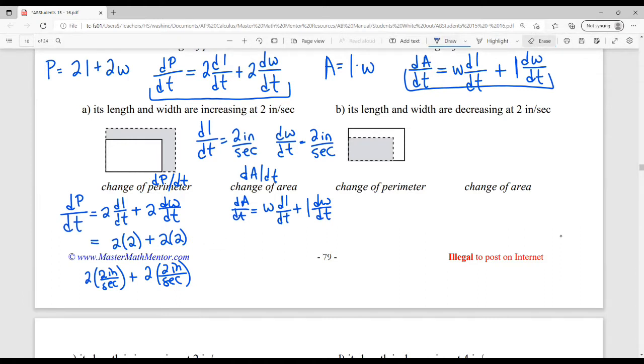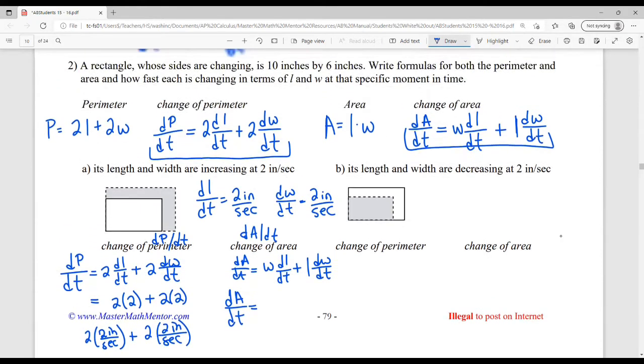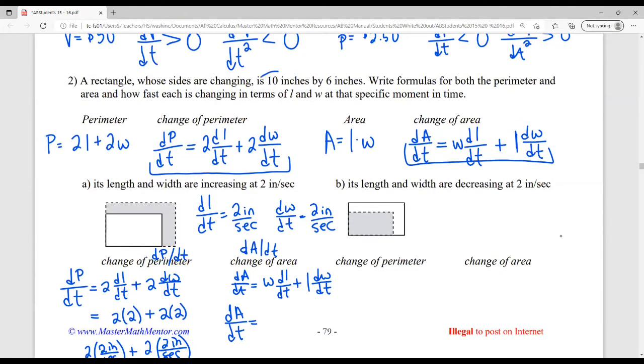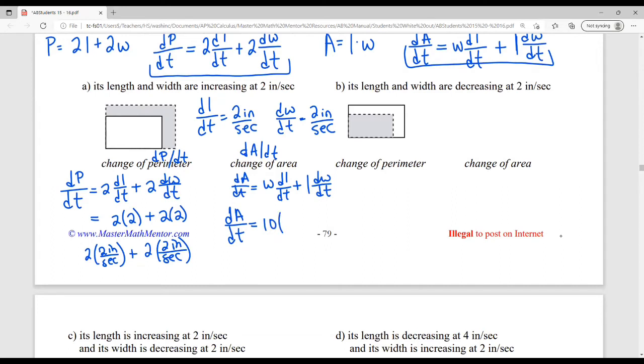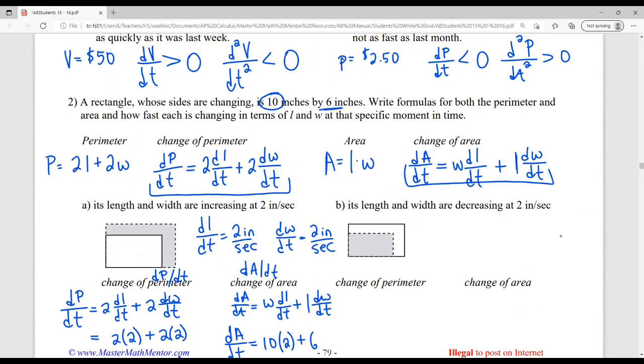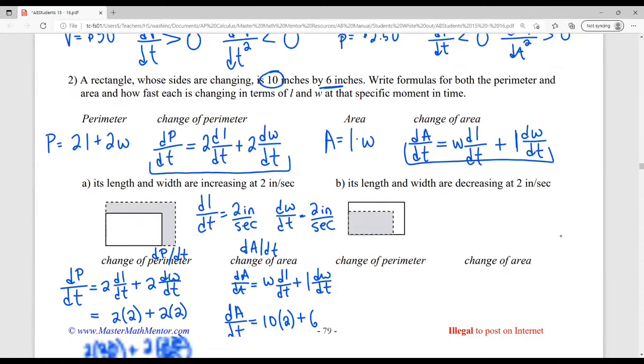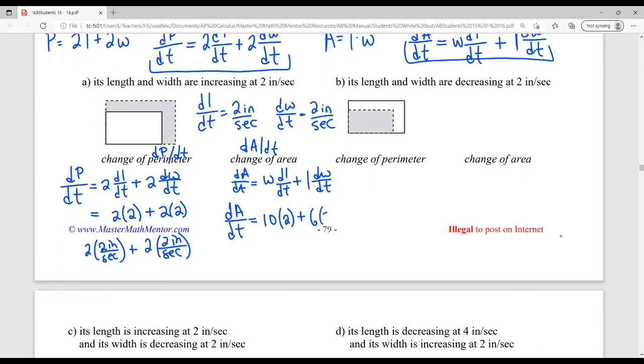So we get dA/dt is equal to the width. In this case, the width was 10 inches. That was our width, 10 inches. dL/dt is 2, plus our length was 6 inches. And that was given to me up here. At this moment, I don't think it really matters which one we deem the width and which one we deem the length.